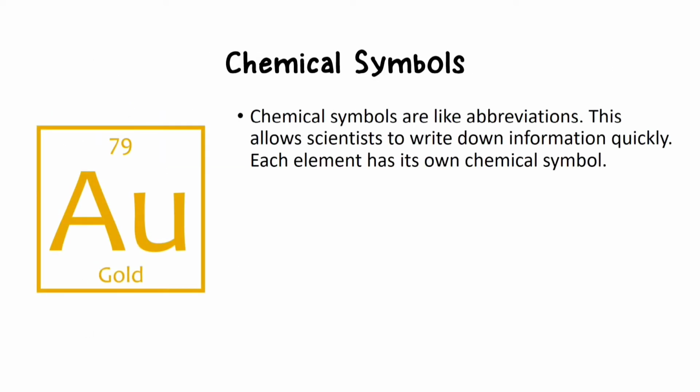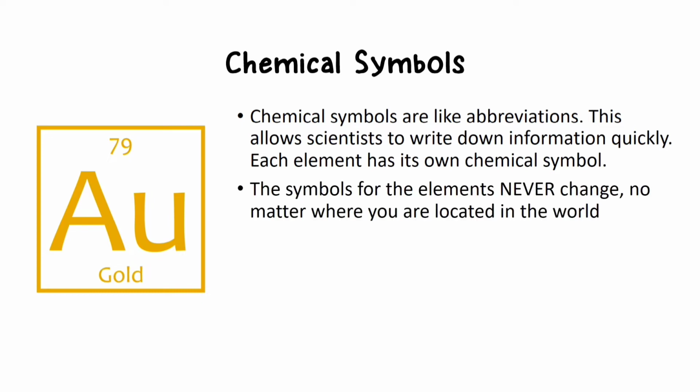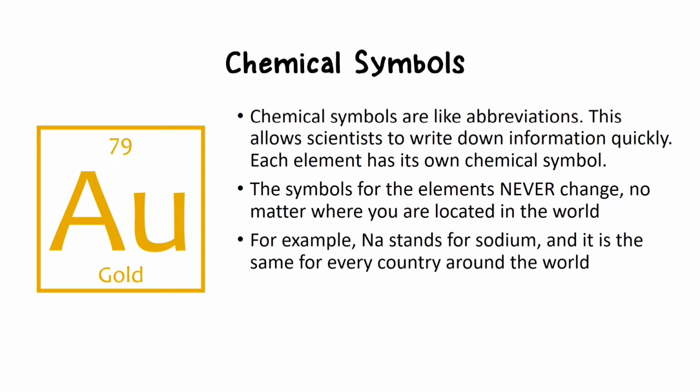Now let's talk about chemical symbols. Chemical symbols are like abbreviations. This allows scientists to write down information quickly. Each element has its own chemical symbol. The symbols for the elements never change, no matter where you are located in the world. For example, Na stands for sodium, and it is the same for every country around the world.